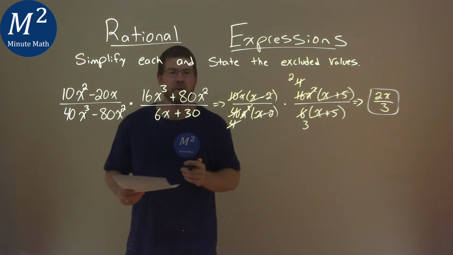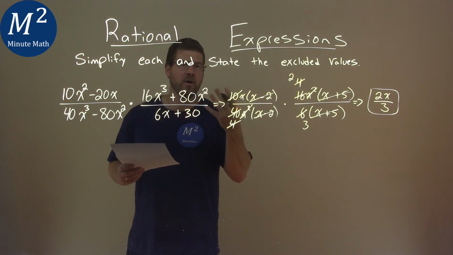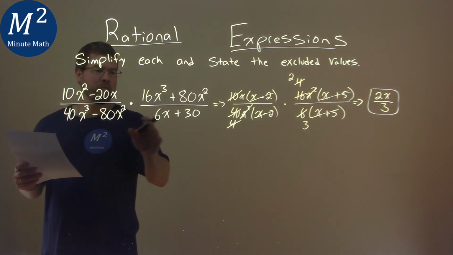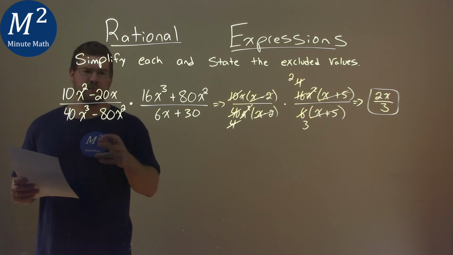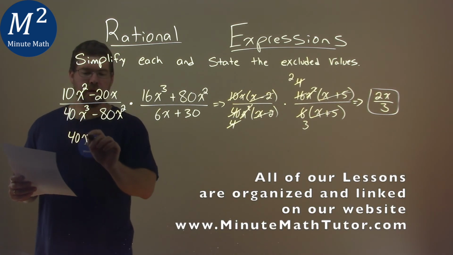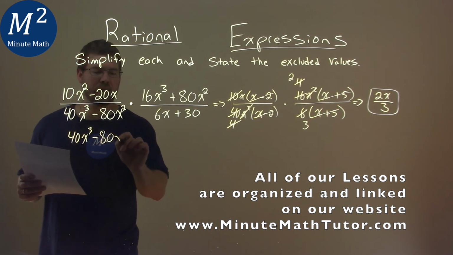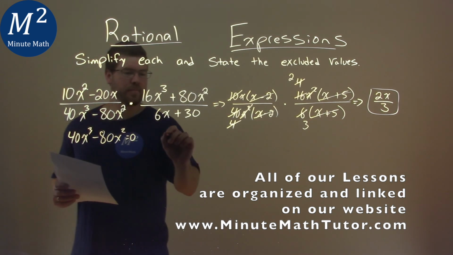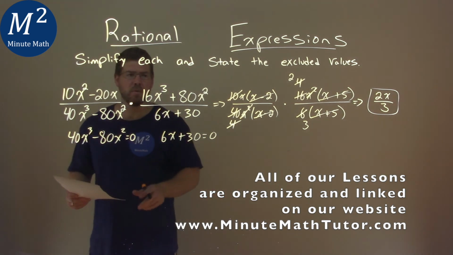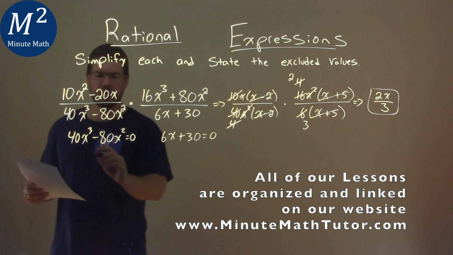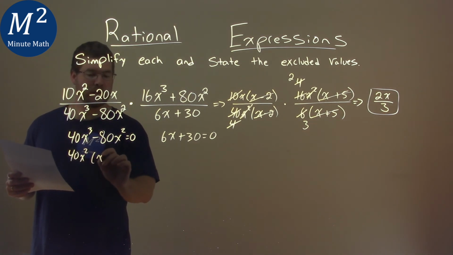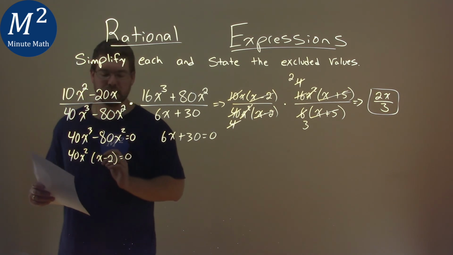But now we define our excluded values, and that is when our denominator is equal to 0. So we want to find where we're dividing by 0 and we have to exclude those values. So we're going to take our two denominators right here from the beginning, 40x to the third minus 80x squared. I'm going to set that equal to 0, and 6x plus 30 equal to 0. Well, luckily we already did some factoring here. Pull out a 40x squared, and that's going to be an x minus 2 equal to 0.